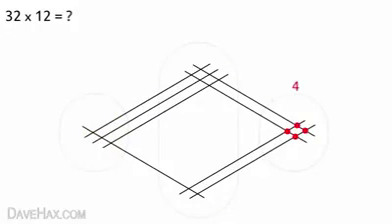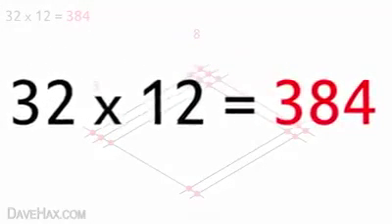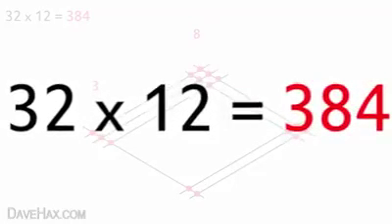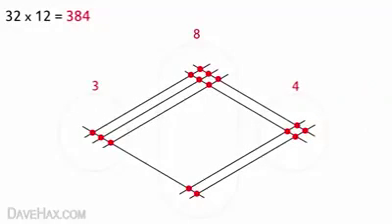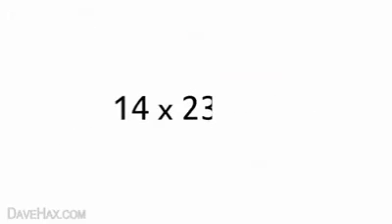1, 2, 3, 4. 1, 2, 3, 4, 5, 6, 7, 8. Write that here. And finally, 1, 2, 3. 3, 8, 4. 384. There we have our answer. Simples. But it does get a little more complicated if we add more lines. I'll show you. Let's multiply 14 by 23.